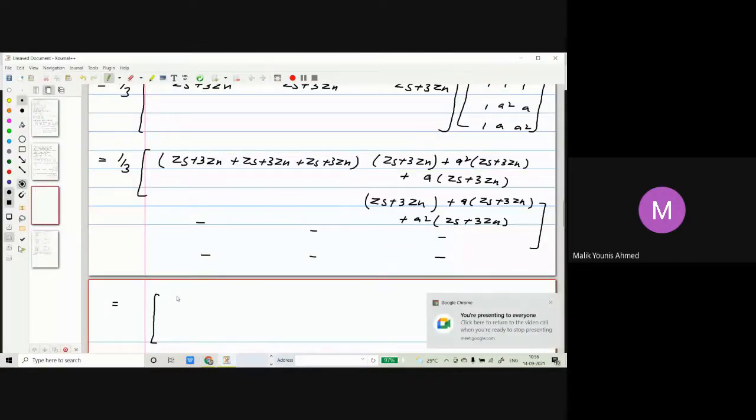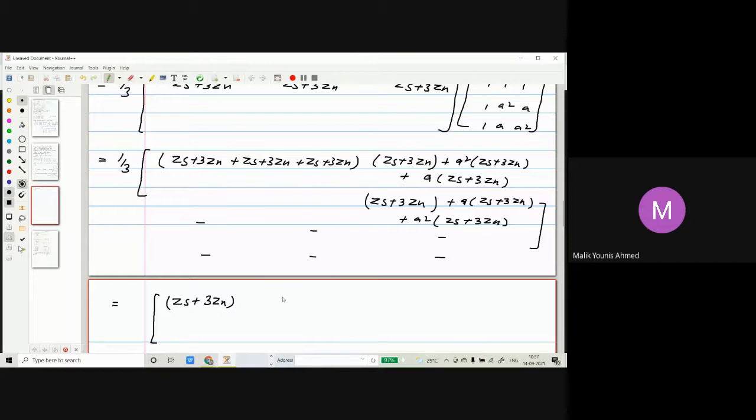Okay, so this here is Zs plus 3Zn. Fine, because we will divide this matrix by 3. So this is 3Zs, which divided by 3 will be Zs, and 9Zn divided by 3 will be 3Zn. Second entry: this is Zs plus 3Zn.